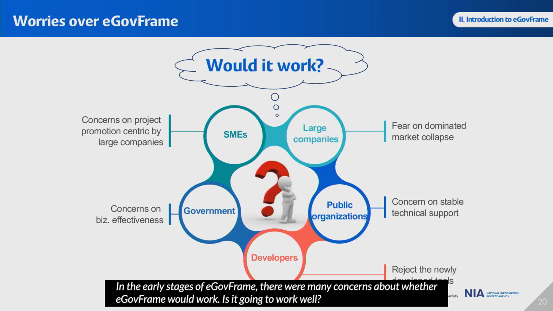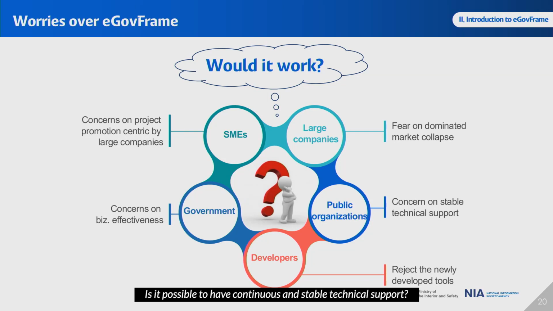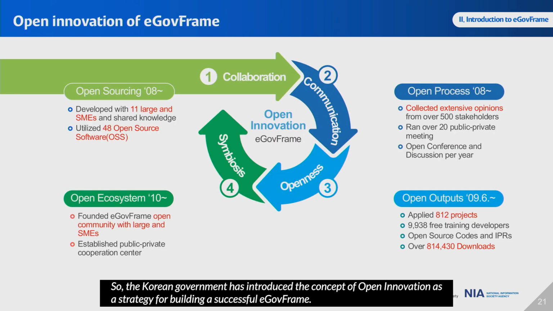In the early stages of eGovFrame, there were many concerns about whether eGovFrame would work. Is it going to work well? Is it possible to have continuous and stable technical support? Is it going to be safe? Some developers were also concerned about rejecting the newly developed tools. So, the Korean government introduced the concept of open innovation as a strategy for building a successful eGovFrame.